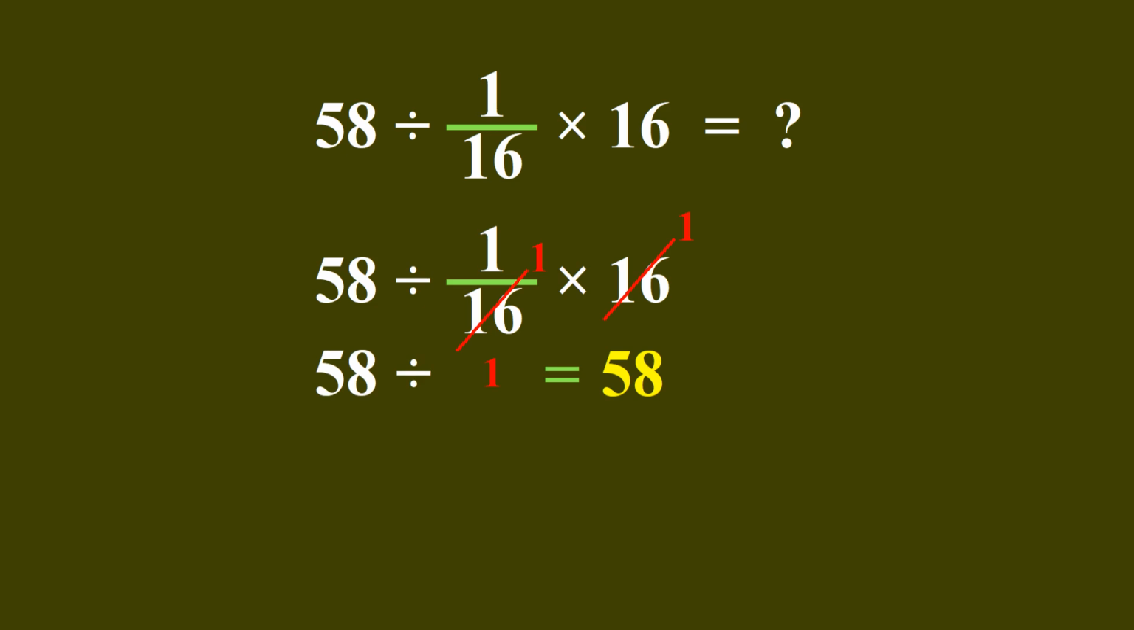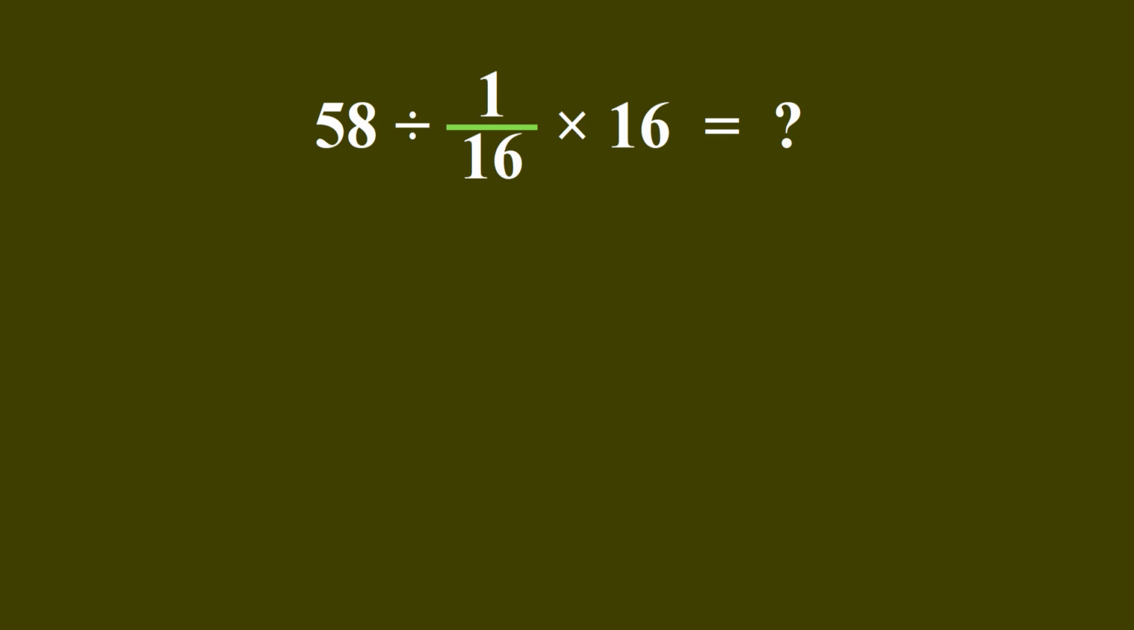But this answer is not correct because according to the order of operations, we have to do this division first, not this multiplication. So let's start the correct solution. 58 divided by 1 over 16. To do this division, write down the 58 and change the division to multiplication and flip this fraction to 16 over 1, which gives 16.